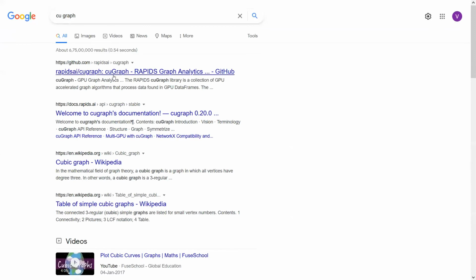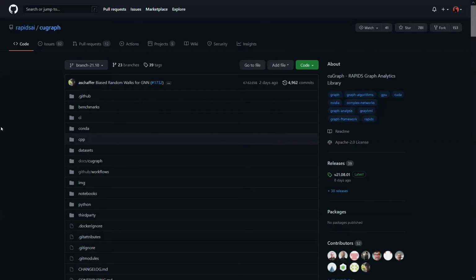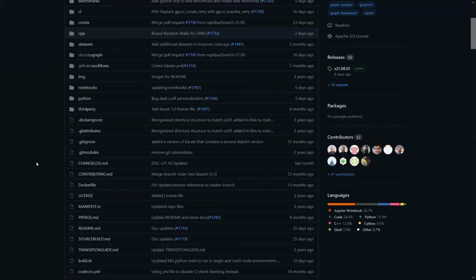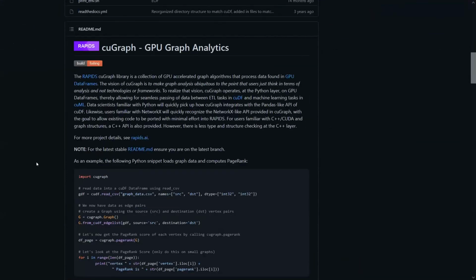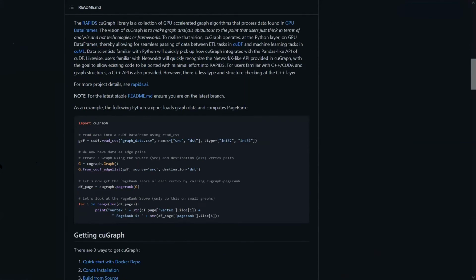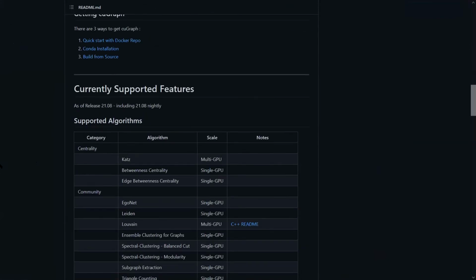It's part of the RAPIDS suite. They have cuDF, which is like pandas on GPU, and I think CuPy, which is NumPy on GPU. And cuML as well, which is like a subset of scikit-learn on GPU.